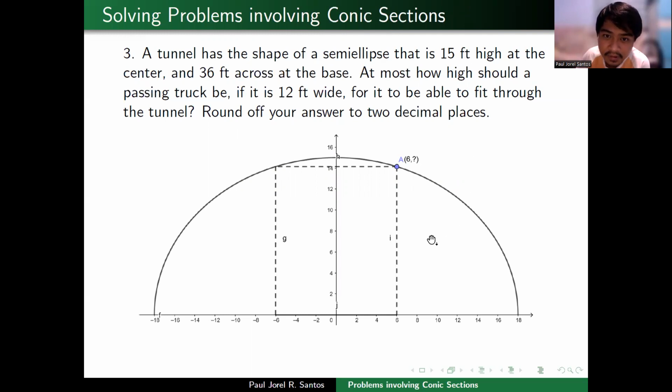We have here 15 feet high at the center, from this point, the center, to the highest point of the semi-ellipse. Okay, so its height is 15 feet and the semi-ellipse is 36 feet across at the base. From this point up to this point is 36 feet. So we have negative 18, 0 and 18, 0.